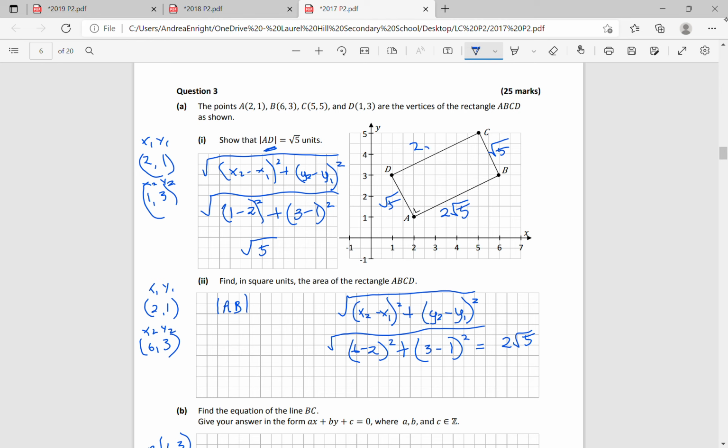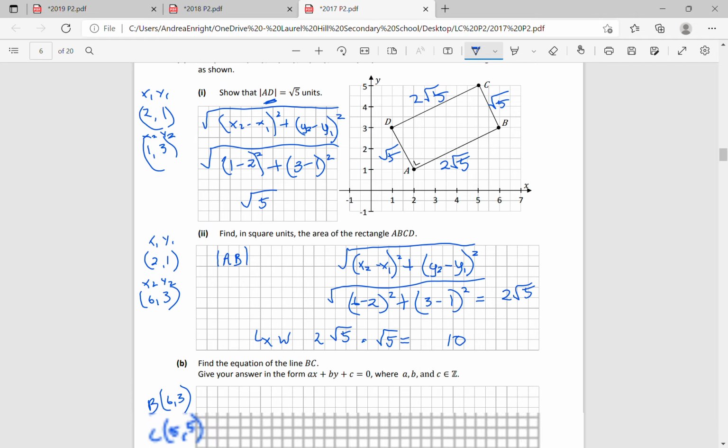So 2 root 5, and then don't forget they asked me for the area of the rectangle. So it's length by width, and we know the length is 2 root 5, we just got it, multiplied by root 5, which is the width. Into the calculator with that, and you'll get 10.